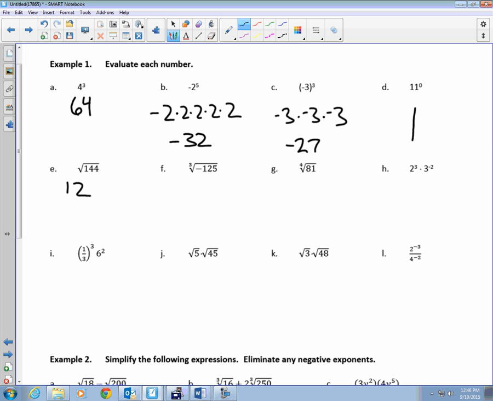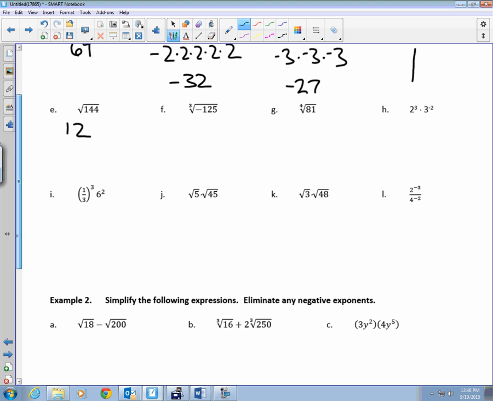12. Should I put negative 12? Negative 12 times negative 12 is 144. If it says x squared is 144, how many solutions do you have? 2. So you'd list both positive and negative. But that's not what this is asking. Anytime you're asked to find the square root of a number, you just list what we call the principal root, which is the positive. Which in this case is positive 12.